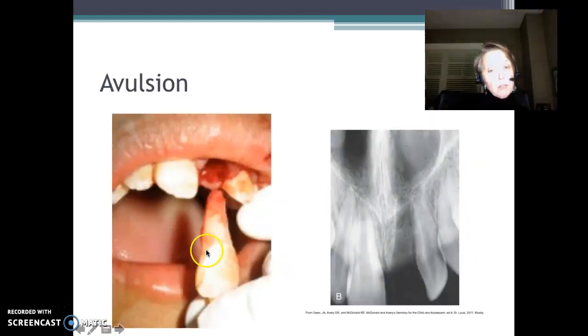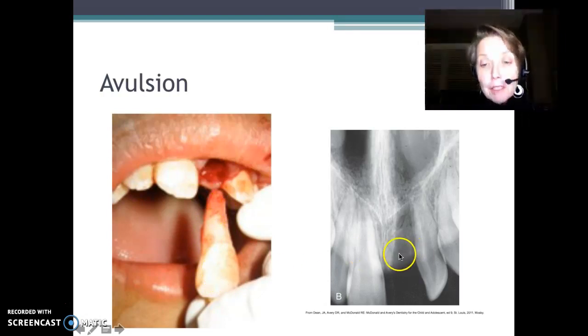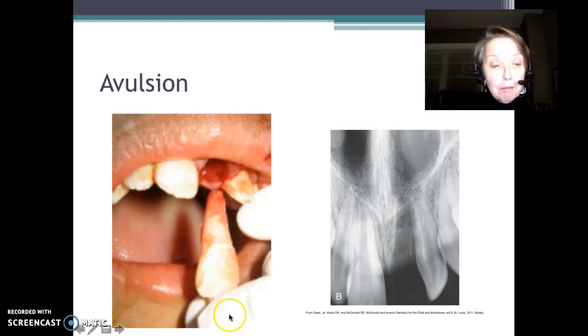So here we've got tooth 9 has been completely avulsed. If you take a dental image of that, what are you going to see? Well, you're going to see no root in the alveolar bone or in the socket.